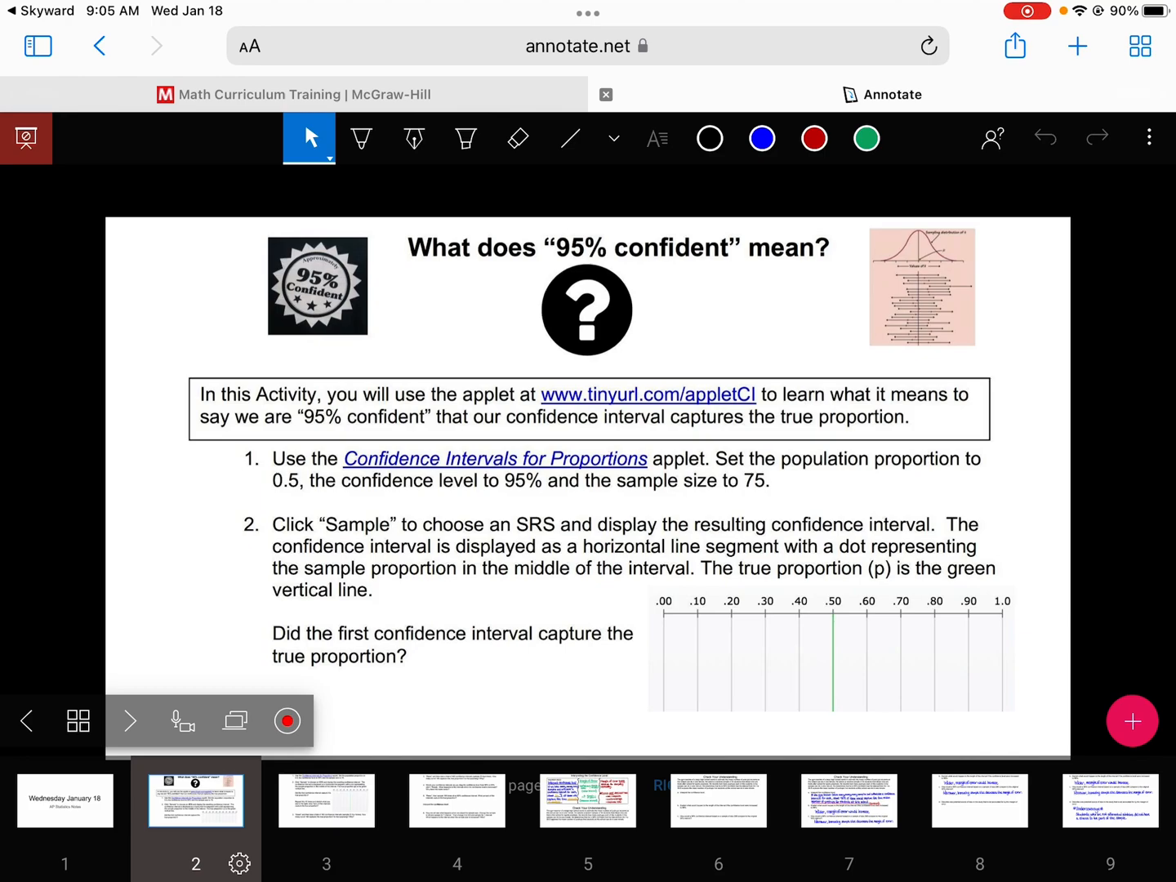What was the true population proportion? 0.5. Did my confidence interval capture that? I want you to answer on your page whether or not your confidence interval captured it. I'm guessing most people in the room, the confidence interval captured 0.5, but not all of them will.